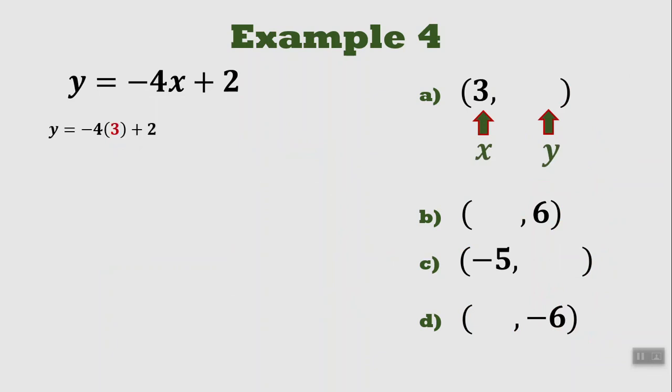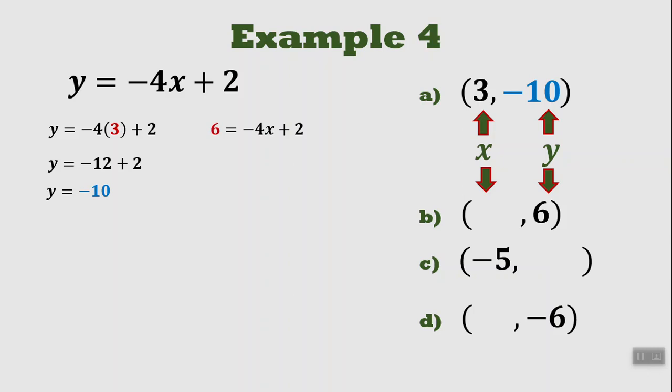We're going to plug in 3 for the x value and simplify to find out the y value is negative 10. We can write it right there in our ordered pair. 3, negative 10 is a solution to this equation. Now in 4b, we've got the x value is missing and the y value is 6. So in that case, we're going to plug in 6 for the y value and leave the x as it is to solve for the x.